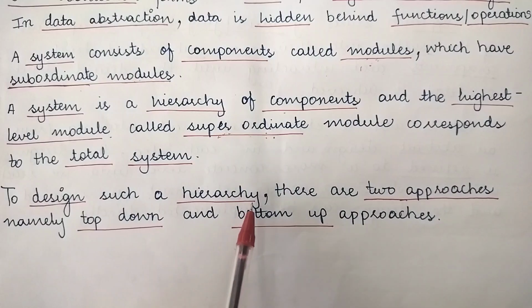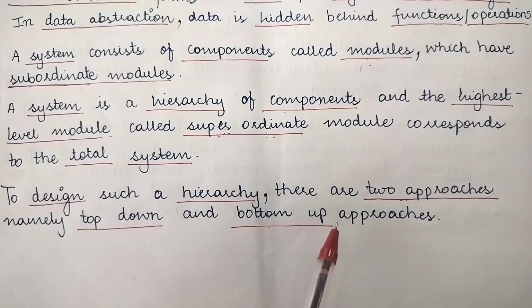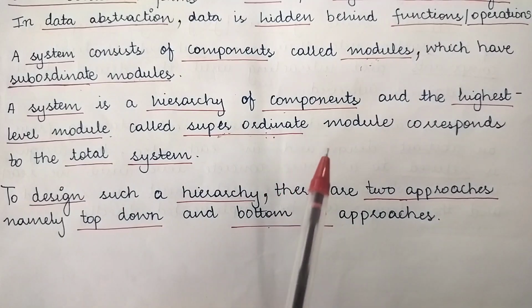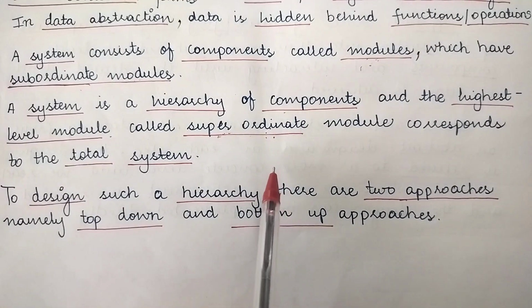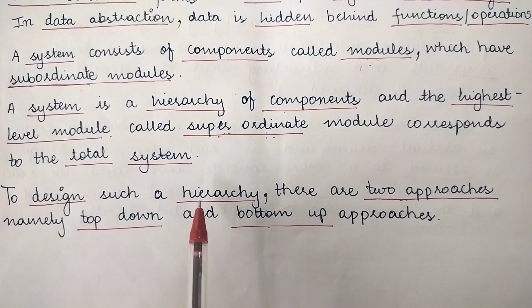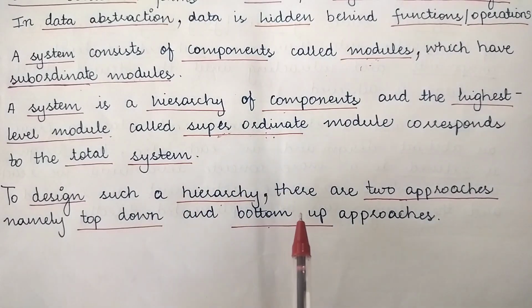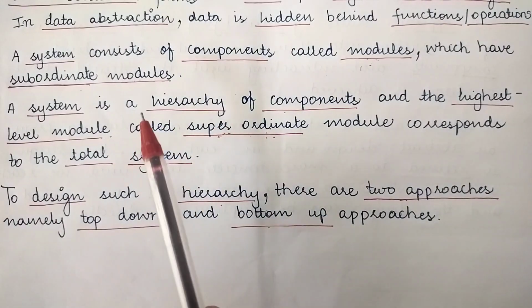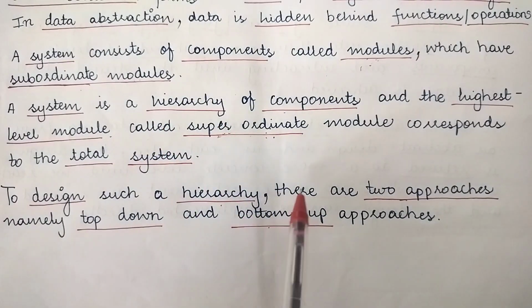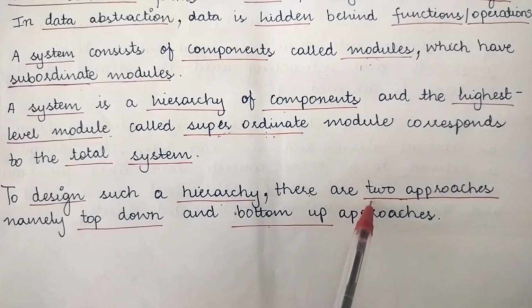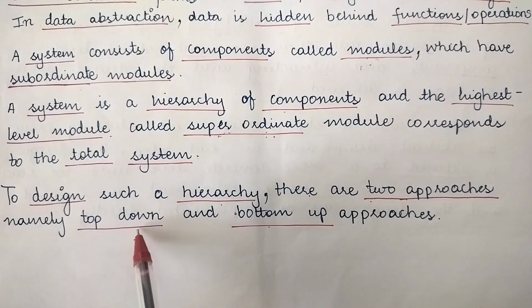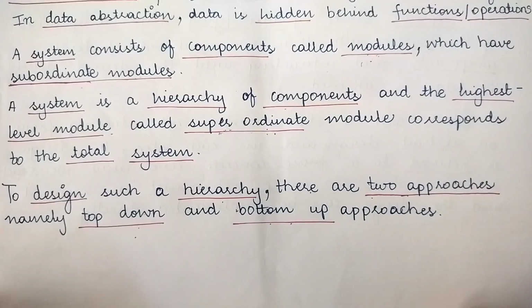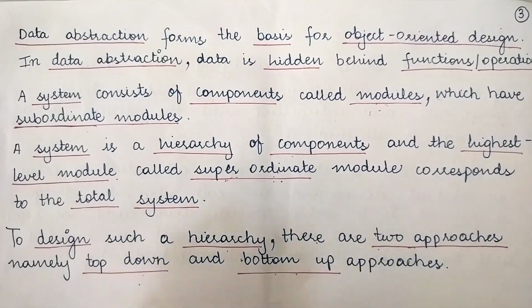To design such a hierarchy, there are two approaches. One is the top-down and the other is the bottom-up approach. Whenever we are dividing a module into sub-modules, there is a hierarchy, as I told you, wherein you have a superordinate module followed by subordinate modules. To design such a hierarchy, two approaches are used: the top-down design approach and the bottom-up design approach.